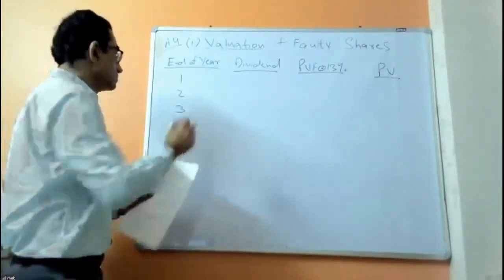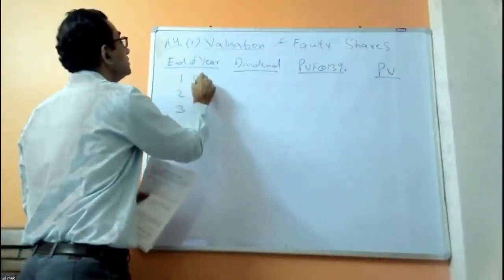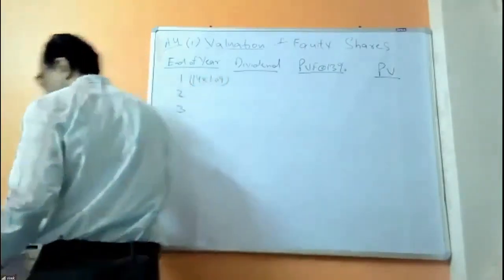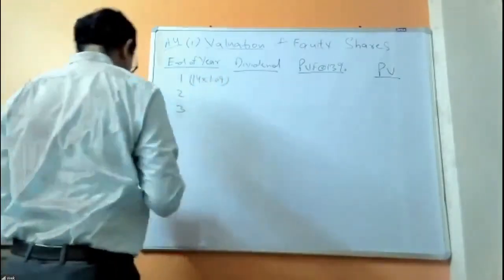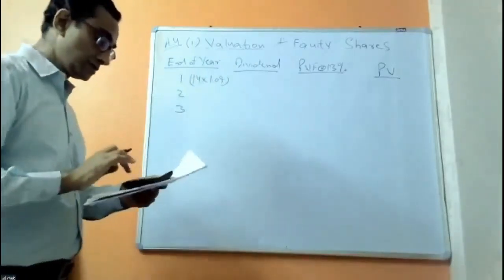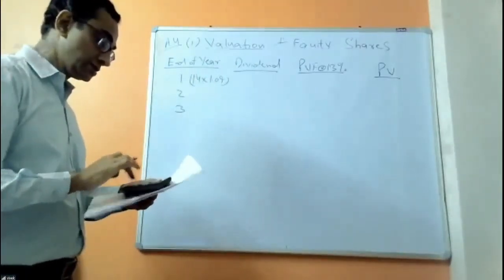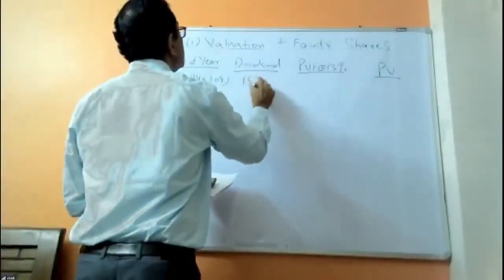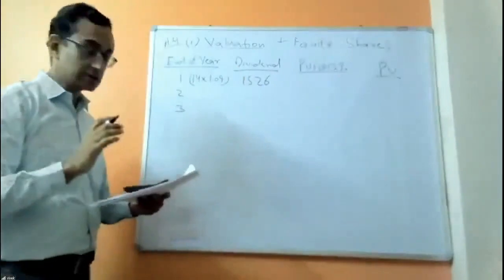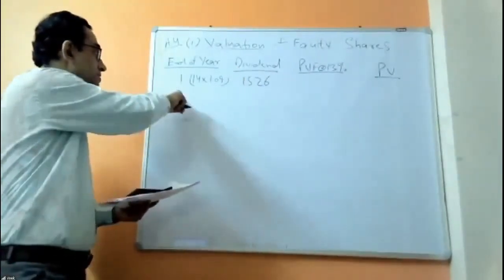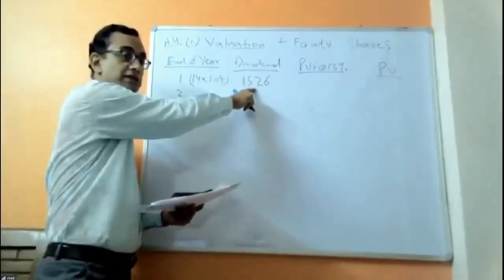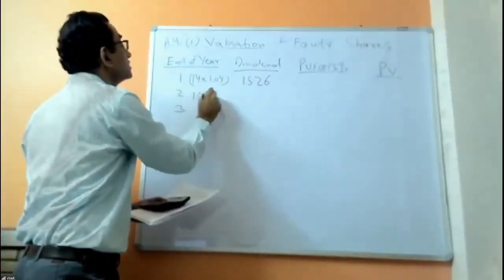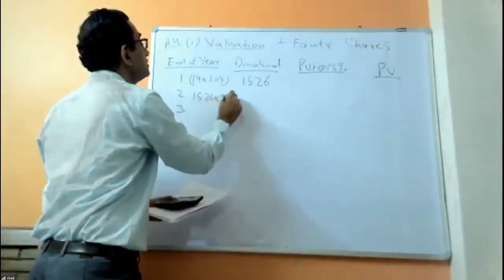Okay. So first year it will be 14 into 1.09. So let us calculate it. 14 multiplied by 1.09, it is multiplied by the growth rate, 15.26, the dividend at the end of the first year. And dividend at the end of the second year will be dividend at the end of the first year multiplied by the growth rate. So 15.26 multiplied by 1.09.